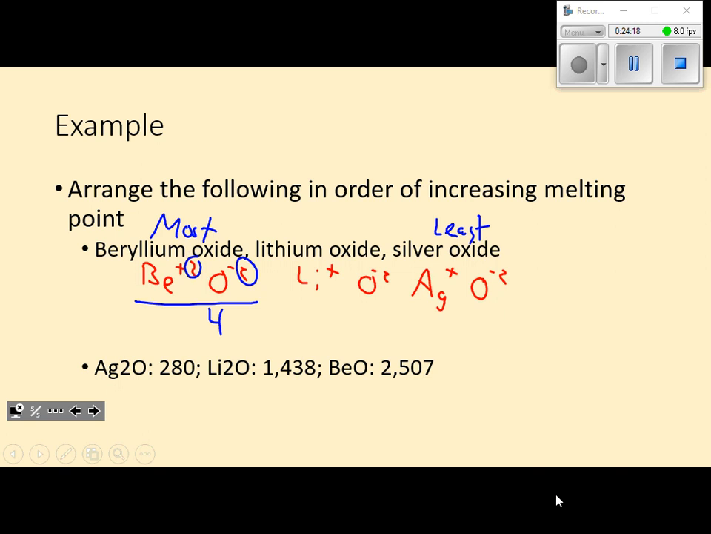In fact, I looked up the values. Silver oxide will melt at 280 degrees. I actually have silver oxide in the back room, and with a Bunsen burner, I can heat that enough to make it decompose into silver and oxygen. So I can actually break apart those attractions with just laboratory equipment. On the other hand, lithium oxide, over 1400 degrees Celsius. Beryllium oxide, over 2500 degrees Celsius. The more attraction is kind of the important thing first. Plus 2s and minus 2s have a greater attraction than plus 1s and minus 2s. But then after that, you also want to compare how small these things are.